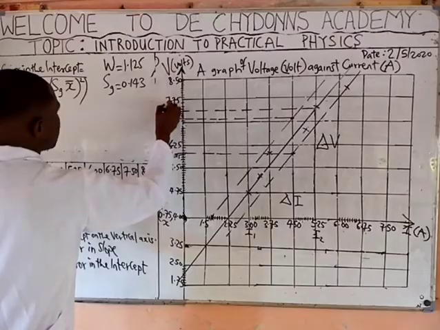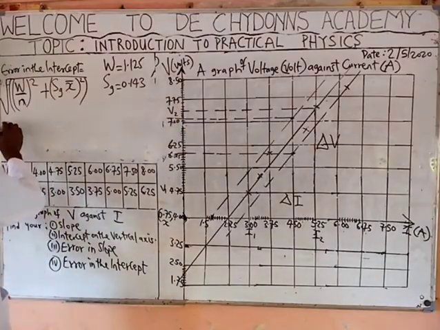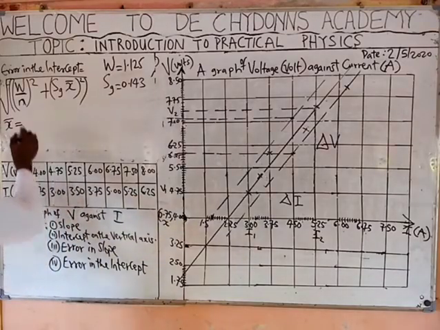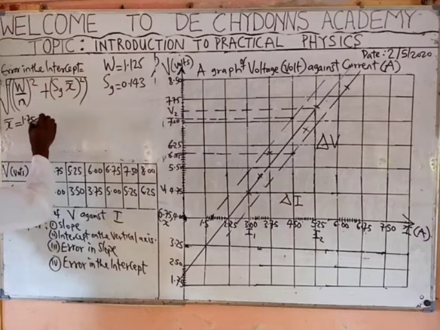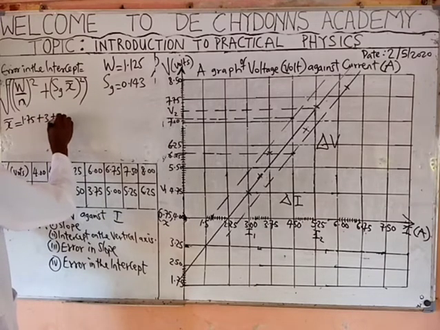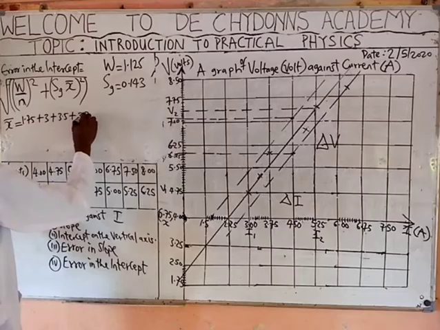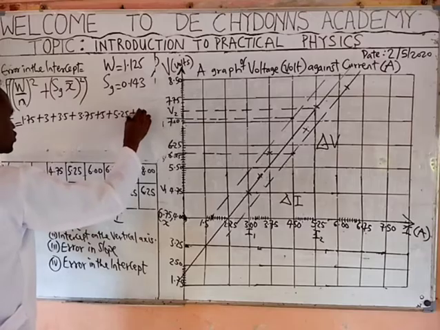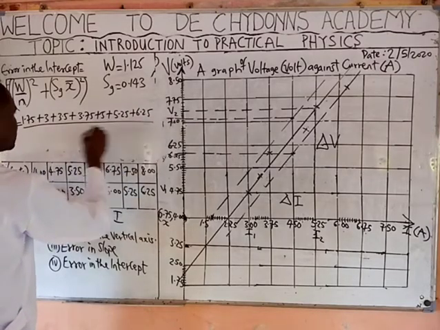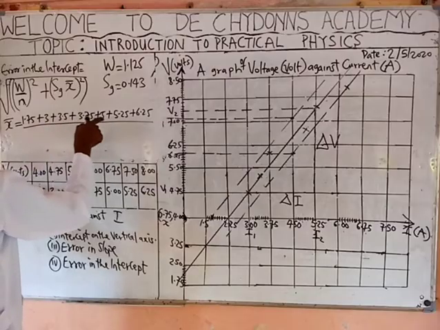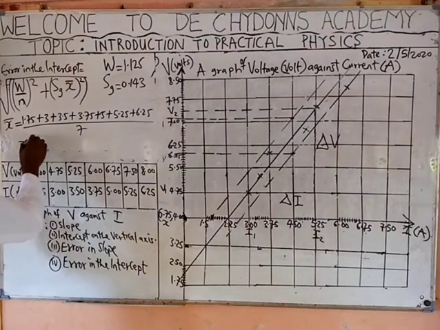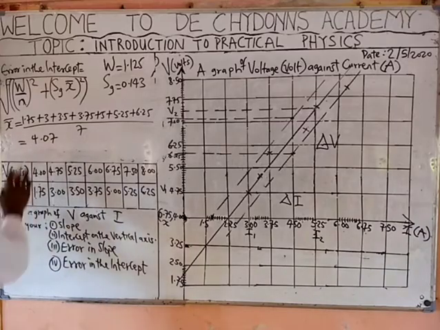Mean of x simply means add up all the values of the horizontal axis. 1.75 plus 3 plus 3.5 plus 3.75 plus 5 plus 5.25 plus 6.25, all over 7. That is 1, 2, 3, 4, 5, 6, 7. So, when you press it in your calculator and you divide, that will give you 4.07 to be the mean of x.